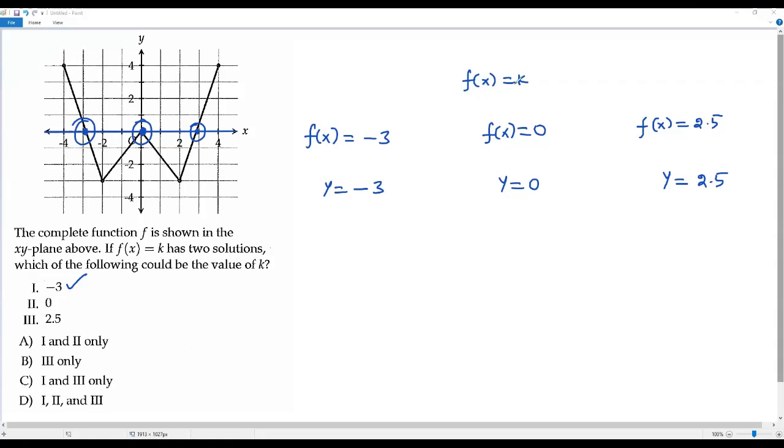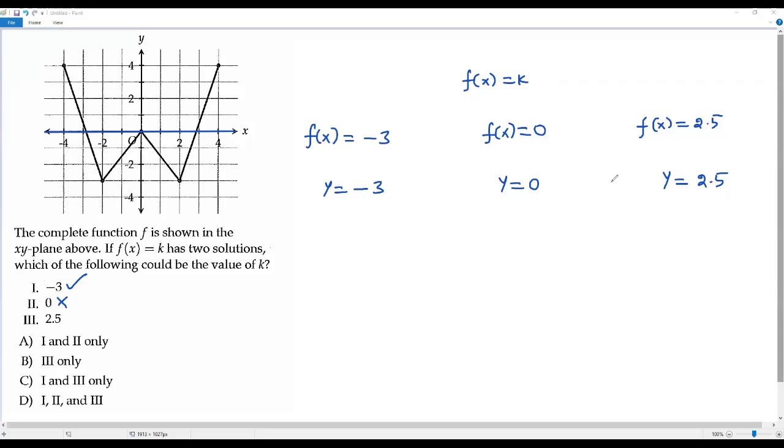That is, the equation f of x equals k has three solutions when k is equal to 0. But the information says this equation must have two solutions. So it does not satisfy the condition given in the question. So k cannot be 0. We can reject statement 2. Okay, now let me go to the third equation, that is y equals 2.5.